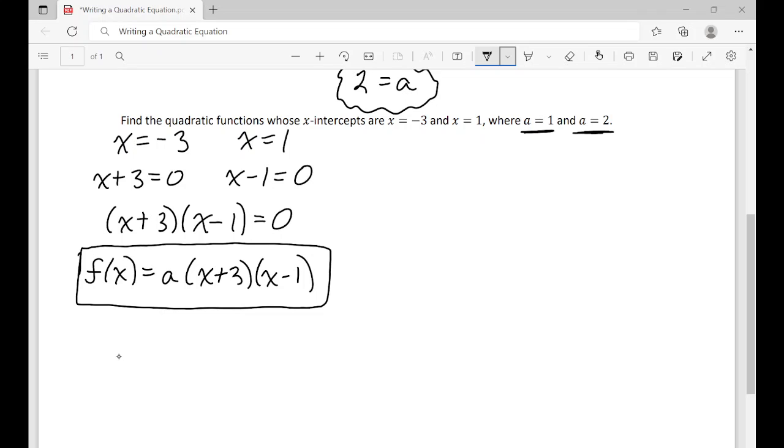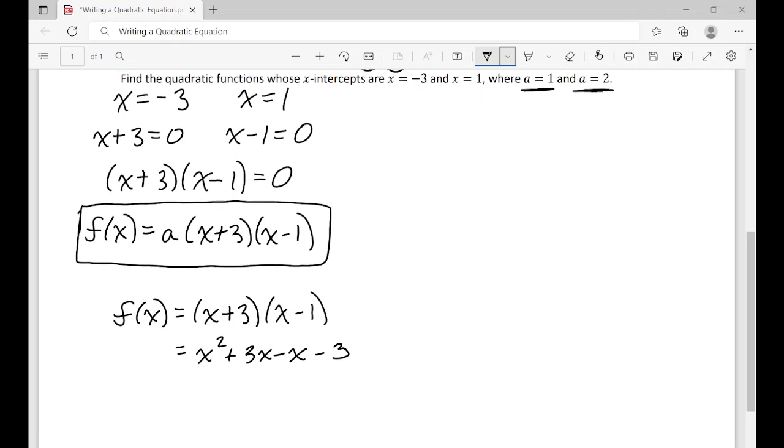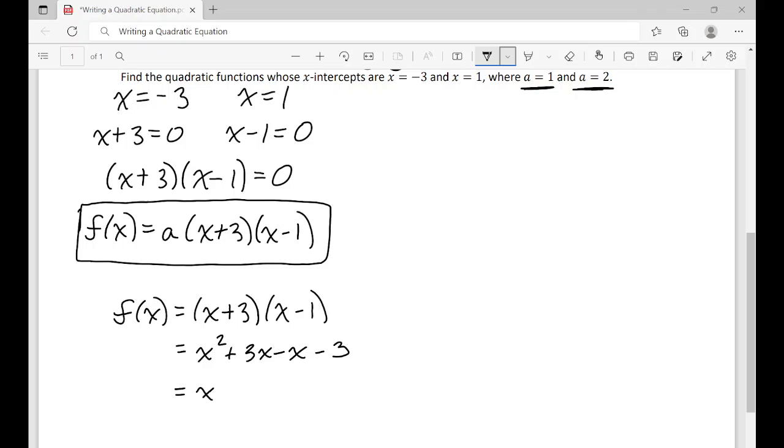For the first one, when a is 1, we have f(x) = (x + 3)(x − 1). We can FOIL this out and get x² + 3x − x − 3. And we get x² + 2x − 3. Not too shabby. But what about when a is 2?